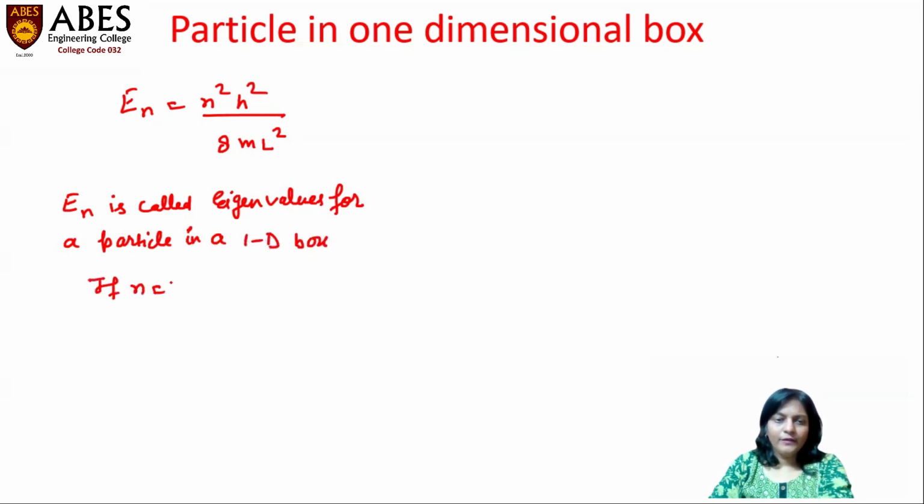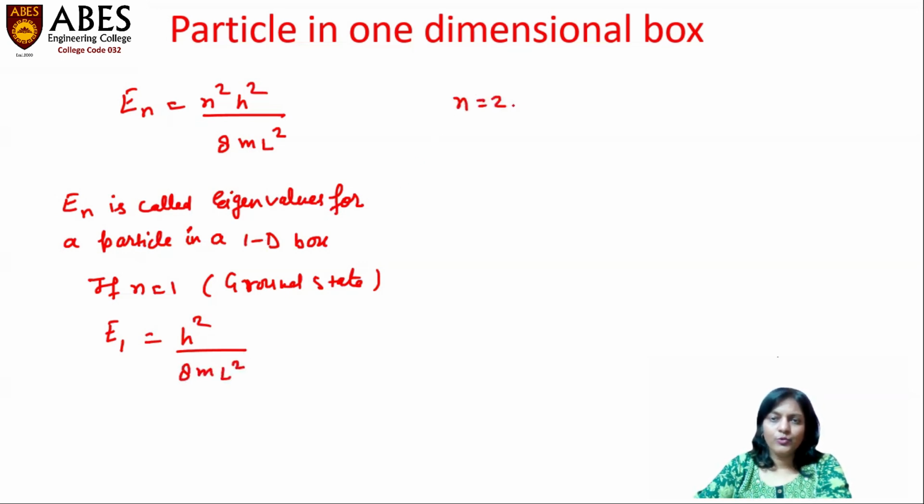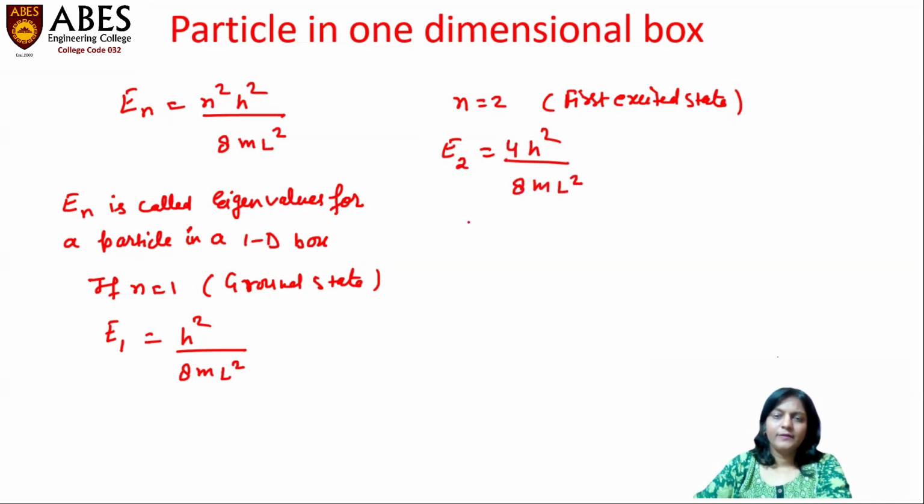If n is equal to 1, it is called the ground state energy. So the ground state energy, n equal to 1, is h square upon 8mL square. N equal to 2 is called the first excited state, and E2 is equal to 4 h square upon 8mL square, which is 4 times E1. E3 is equal to 9 h square upon 8mL square, which is 9 times E1.